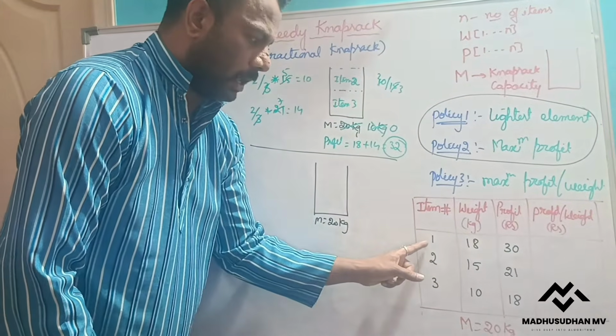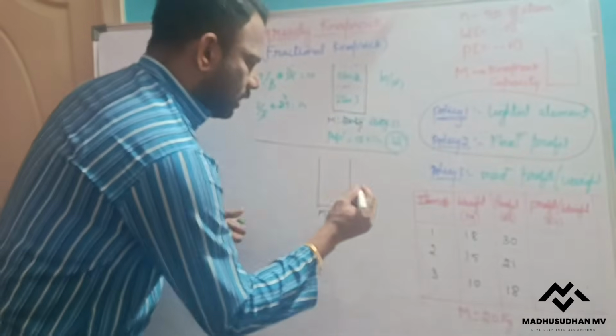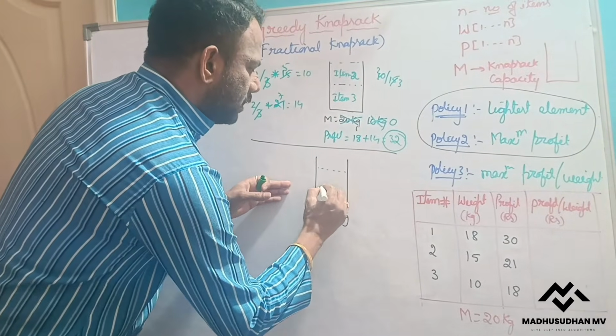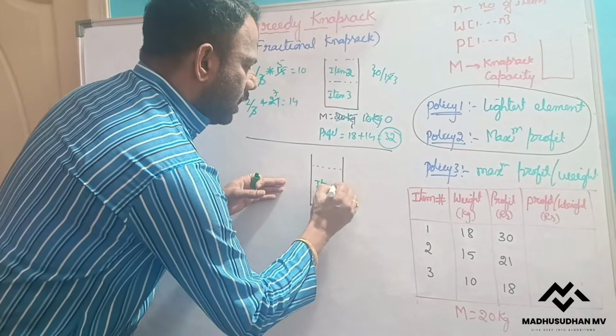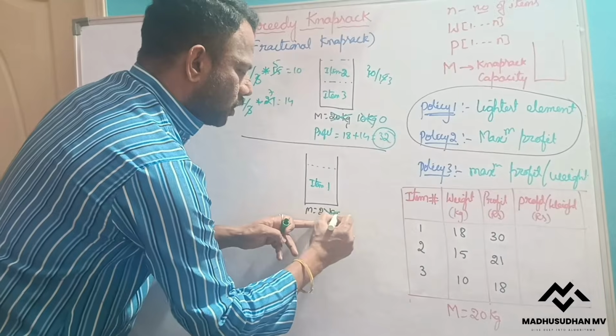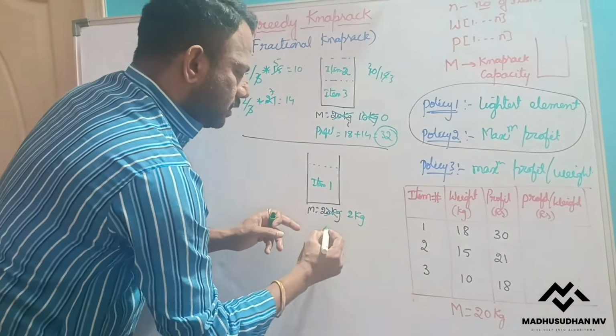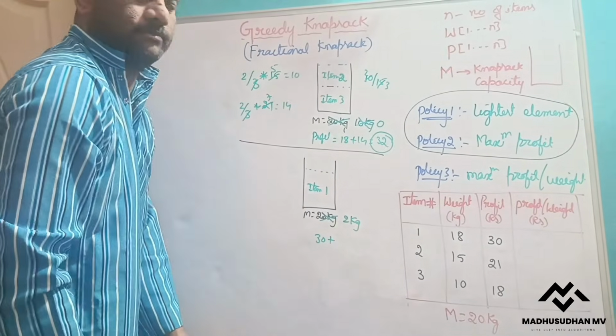So that is item number 1. How many kg is it? 18 kg. Now if I fill this one, almost 18 kg is filled. So out of 20 kg, it consists of 18 kg, and now only 2 kg is remaining. What profit do I get? Complete 30 I got here with only one item.